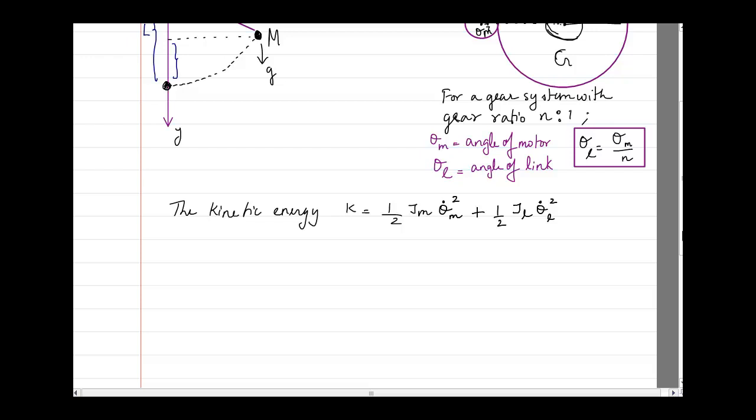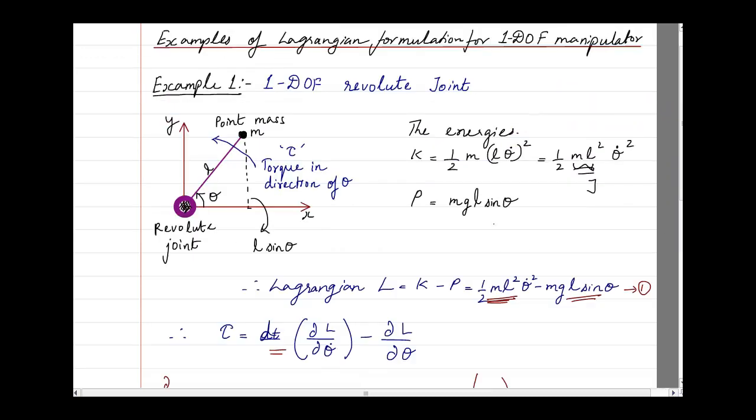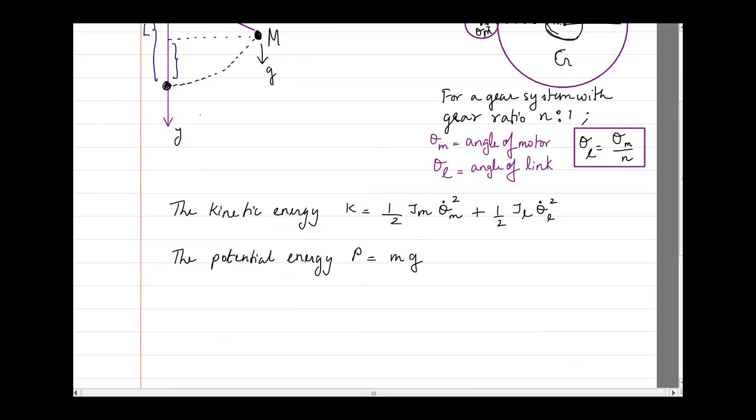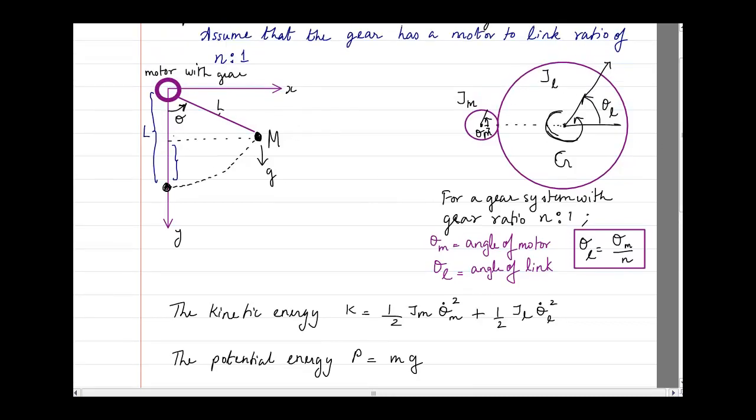Next, if I look at the potential energy, which we will write as P, it is now going to be mg and the height. If you remember, here the height was L sine theta, but now the height is this much. What is going to be that height? Let us calculate. This is the total length L, and the total length L divided by this much will be this.